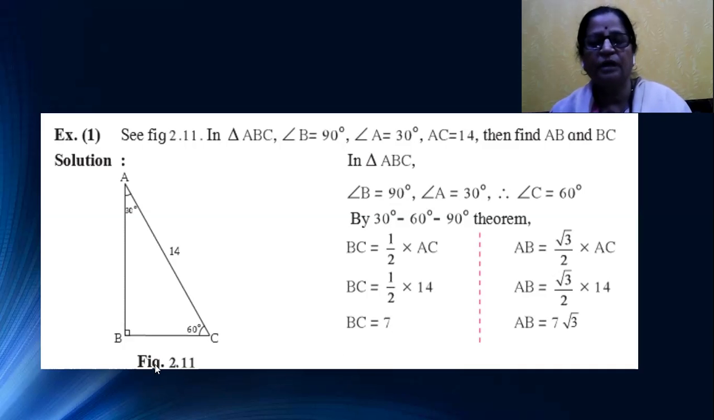And in this, we want to find AB. AB is the side opposite to 60 degrees, so AB is equal to square root 3 divided by 2 into hypotenuse. The hypotenuse is AC. Here we put the value AC is 14, and by dividing by 2 we get 7 square root 3. AB is equal to 7 square root 3. So we got BC is equal to 7 and AB is equal to 7 square root 3. These two sides we found.